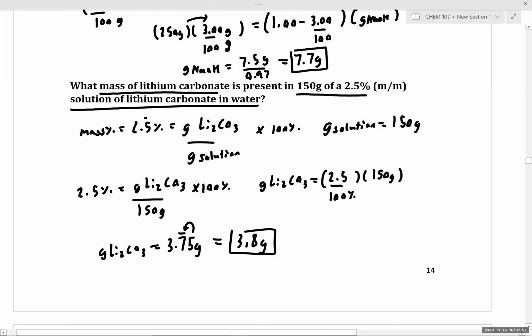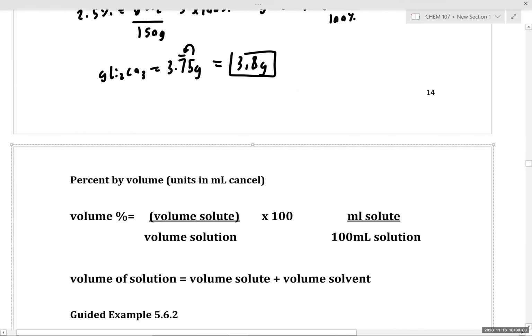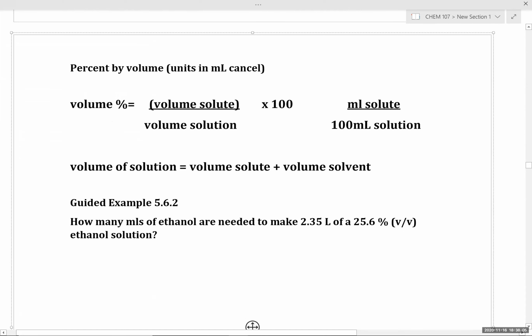Does this question make sense to everyone? Yes. Perfect. Okay, so let's keep going now and look at a relative to mass percent, which is volume percent. This is commonly used when you have a solute that is a liquid at room temperature.